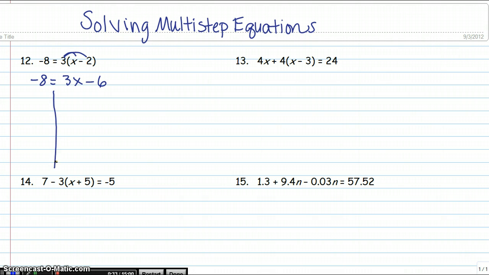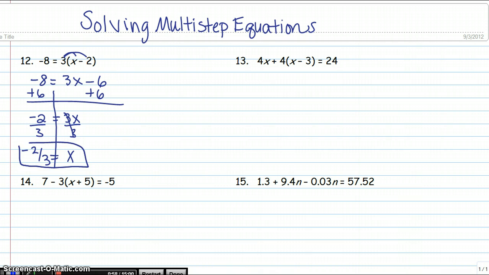Then, once I've done that, I can proceed to solve this equation like we've done in the past. I need to first add 6 to both sides. So I now have negative 2 equals 3x. And then I need to divide both sides by 3. So that way x equals negative 2/3. I don't need to change that into a decimal, just leave it as negative 2/3.